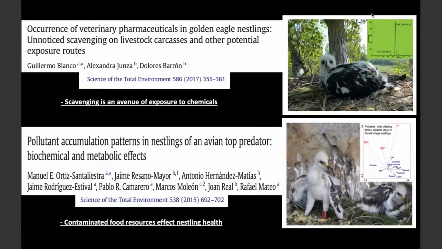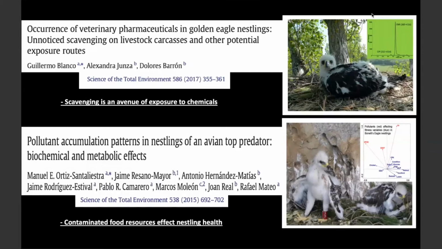Occurrence of veterinary pharmaceuticals in golden eagle nestlings. Scavenging is an avenue of exposure to chemicals. And that's with the golden eagle nestlings above, out of a study out of Spain. And then this lower one is with Bonelli's eagles. They looked at PCBs and DDT actually, and the effect it had on their metabolic and physiological health. And they showed that contaminated food resources affect nestling health.